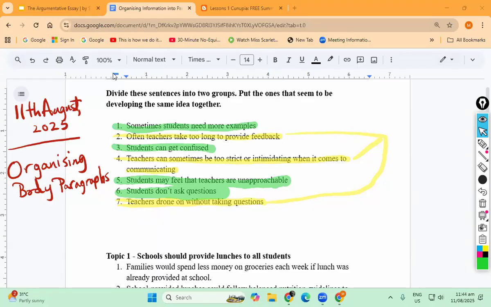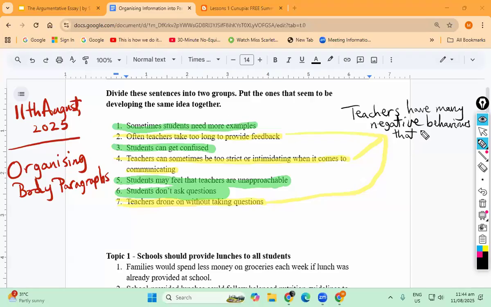Okay, teachers need to reach out to students to make them feel more comfortable and approachable. Yeah, I think that would be a better closing sentence for the paragraph. Okay, so then the paragraph would read, right? So the topic sentence for this paragraph would read, and I read out the good answers from students. I didn't retain any of them, so I'm gonna put just what I think I heard, right? So teachers have many negative behaviors that harm student learning or get in the way of student learning or anything along those lines, right?